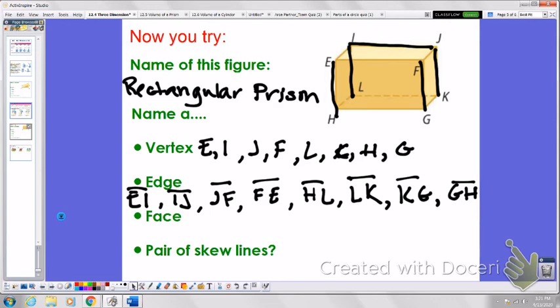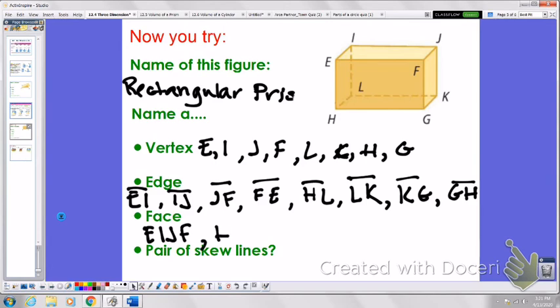Okay, so for our faces, if I erase these lines here so we can actually see our vertices again. Okay, so for our faces, if I start at my top face, we have E, I, J, F going around. Our bottom face, we have H, L, K, G. Those are our bases. We also have our sides. So J, K, G, F. We also have I, E, H, L, and then we also have I, J, K, L, and E, F, G, H. Again, I'm just running out of room.